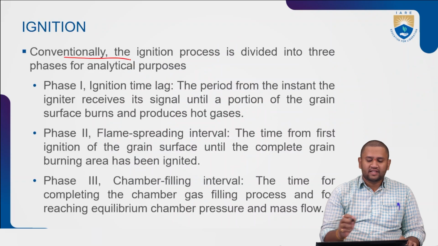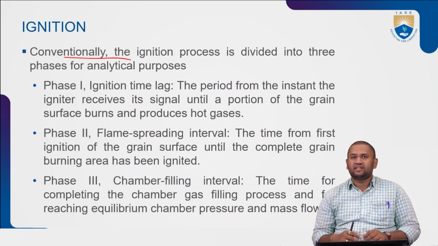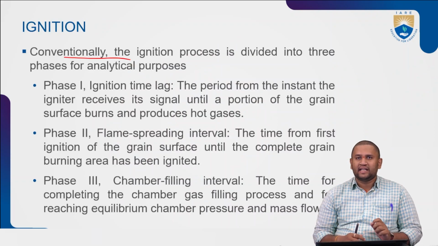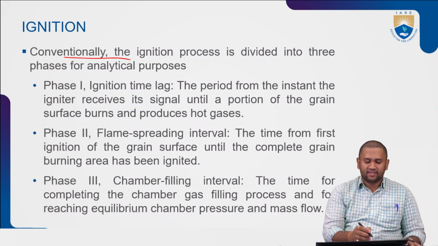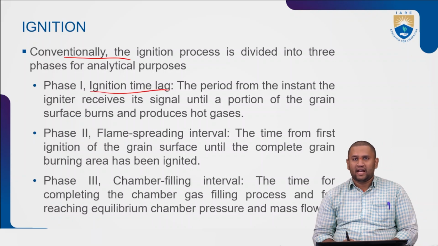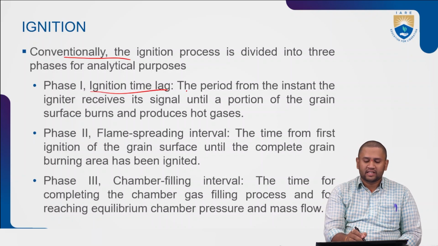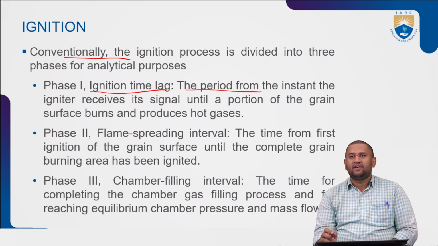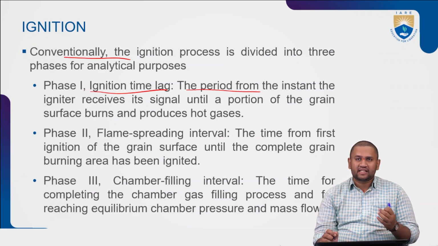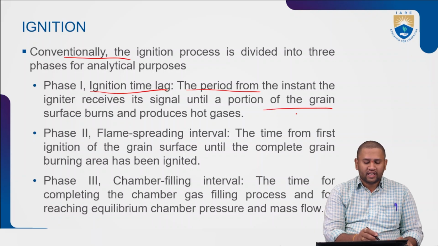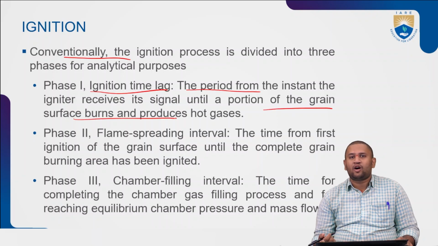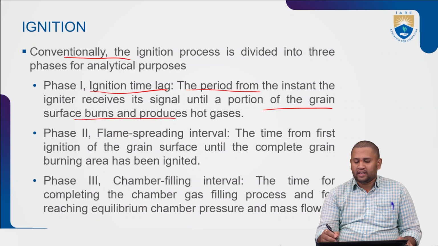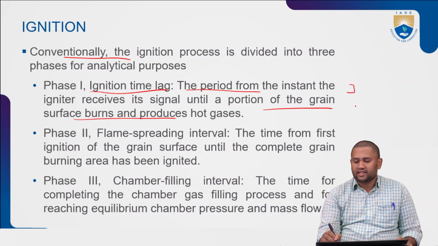Conventionally, the ignition process is divided into 3 phases for analytical purposes. That is phase 1, the ignition time lag. What do you mean by this ignition time lag? It is the period from the instant that the igniter receives the signal, that is the electric signal, until a portion of the grain surface is burned to produce the hot gases, right? What we had discussed earlier is the same.